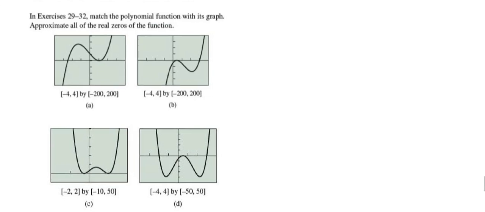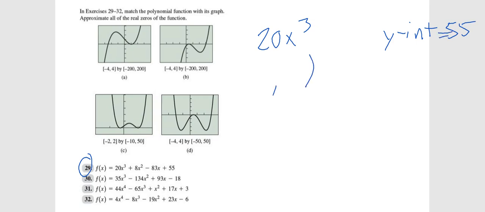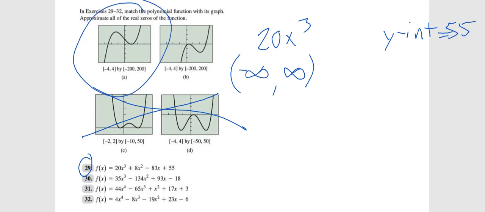Match each graph or function with its graph. For 29, we have 20x to the third for the leading term and a y-intercept of 55. So what's my right end behavior? Going to positive infinity. We've got an odd degree, so what does that mean about my left? It is opposite. So that gets rid of those two choices right there. Which one has a positive y-intercept of 55? That is choice A. So 29 goes with this one.